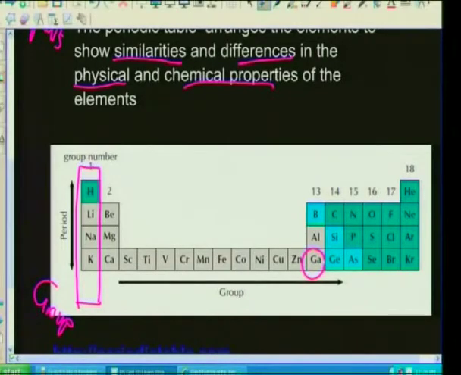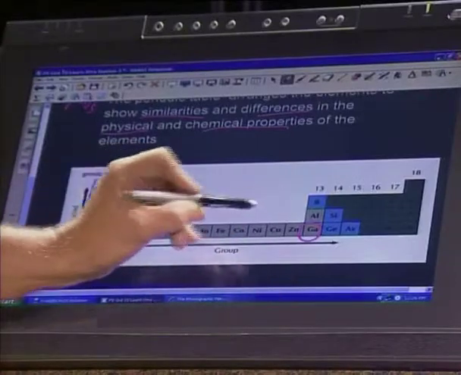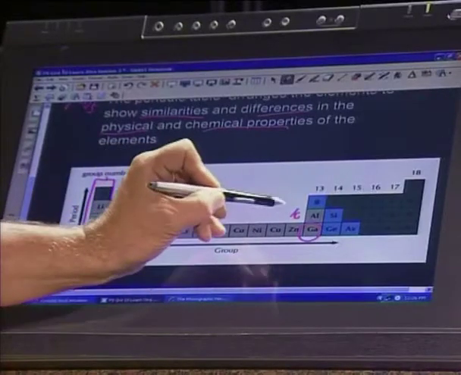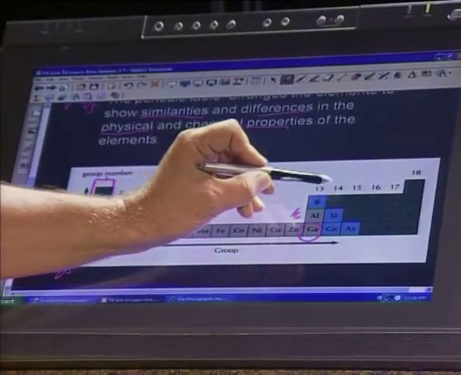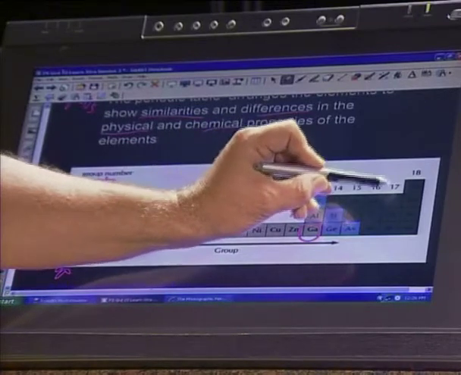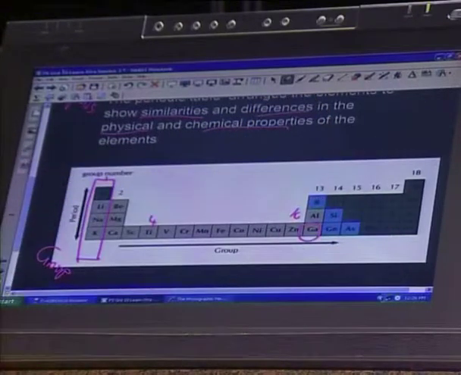Okay, so the group number here is number 1. This is in the second column, so it's group 2. And this one would be group 3, group 4, and so on. And we'd get to group 10 over there. And there we get to group 13, 14, 15, 16, 17. There are 18 groups altogether.